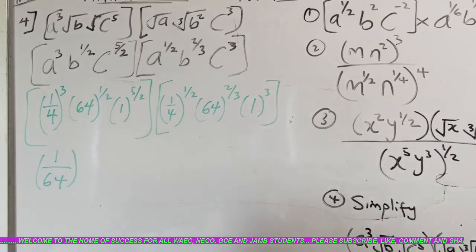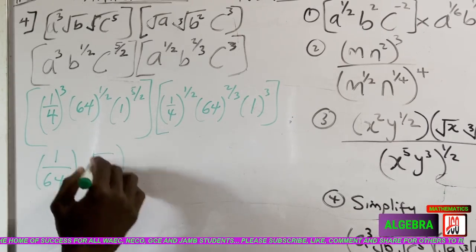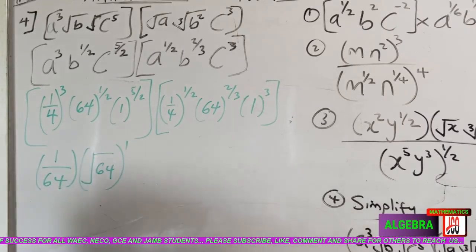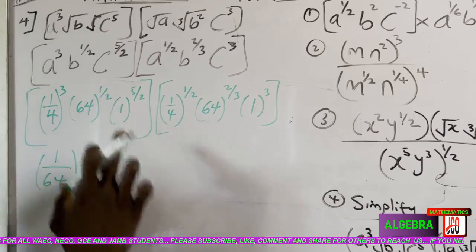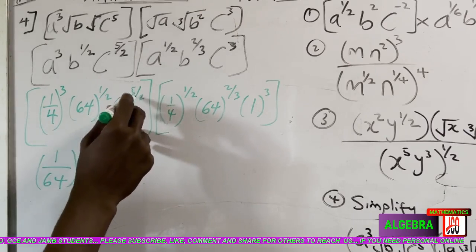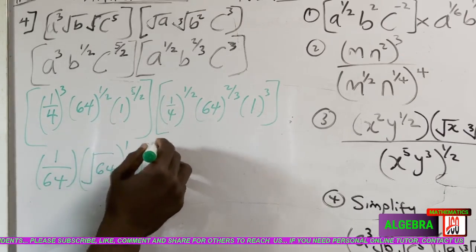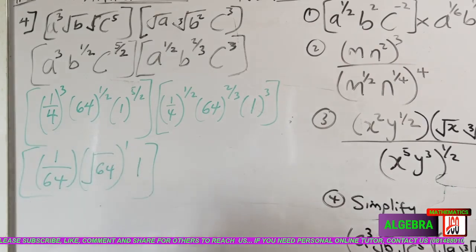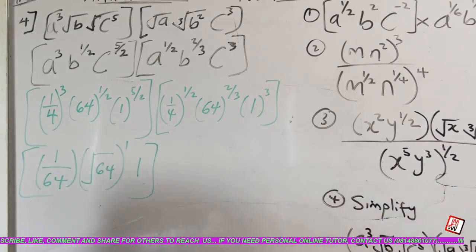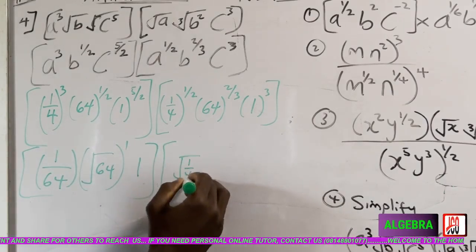then 64 raised to power half is simply the square root of what? 64 raised to power 1. The denominator 2 simply means what? Square root. Now 1 raised to power anything is 1. The square root of 1 or any root of 1 is also 1. So that is inconsequential. Now 1 over 4 raised to power half. That's simply what? Square root of 1 over 4.